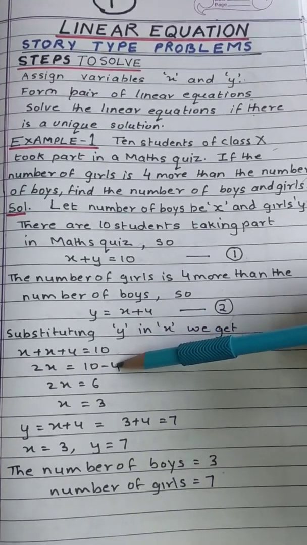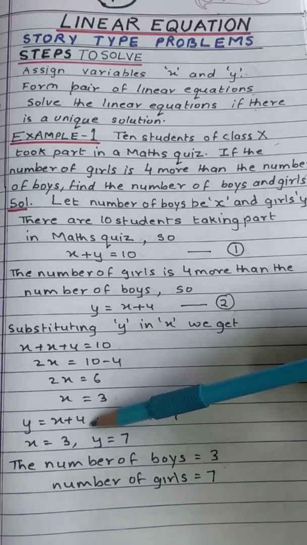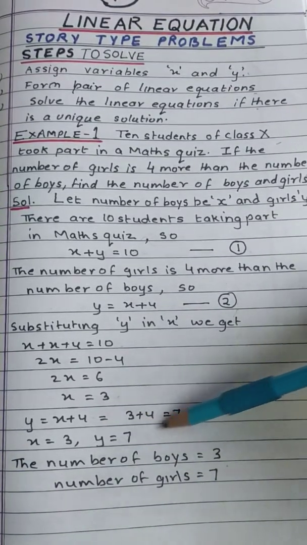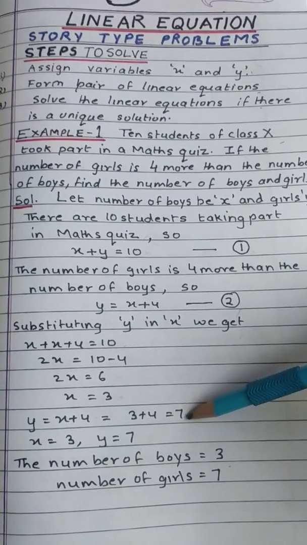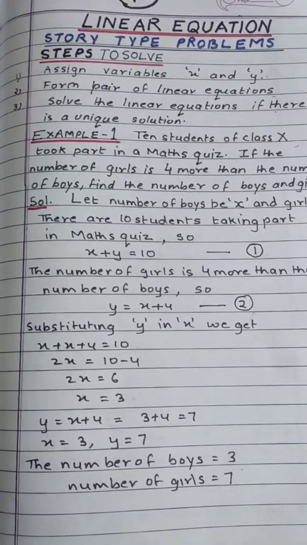2x, 4 comes this side. 2x is 6, x is 3. Now we know that y is x plus 4. Put value of x equal to 3. We get value of y is 7. So the number of boys is 3 and the number of girls is 7.